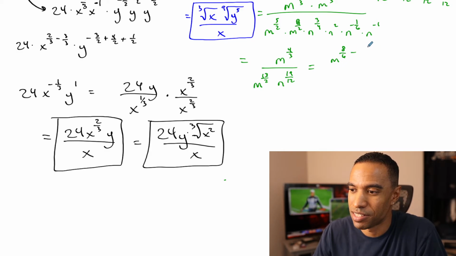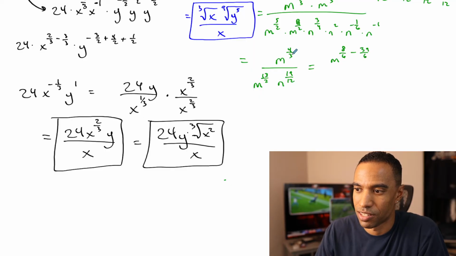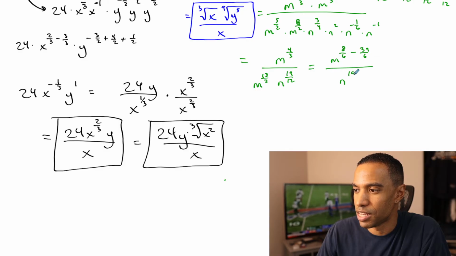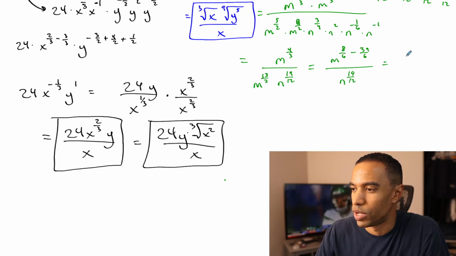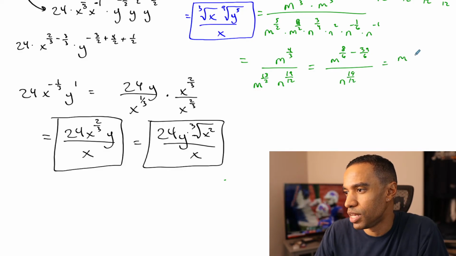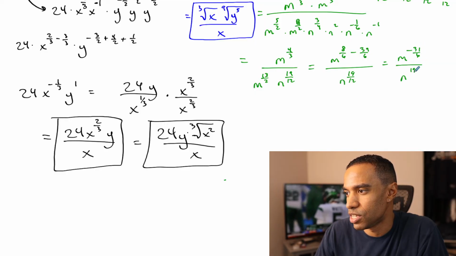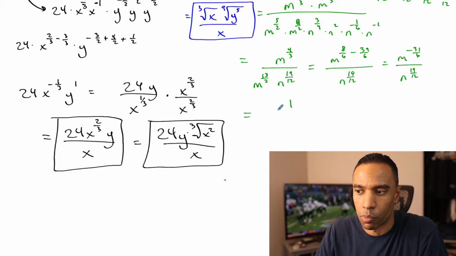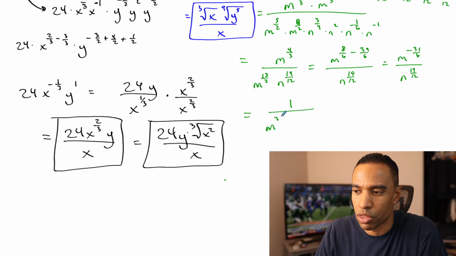8/6 minus 39/6. I'm subtracting those exponents, getting common denominator, over n to the 19/12, which is m to the negative 31/6 over n to the 19/12, which is, I hope I might have messed up somewhere, I'm not sure where. 1 over m to the 31/6 times n to the 19/12.